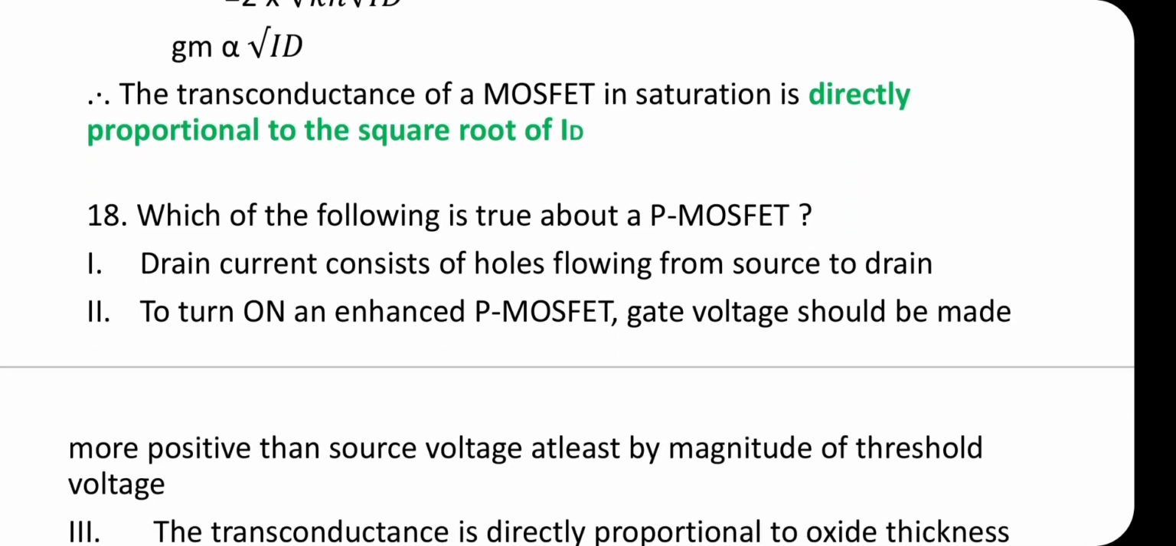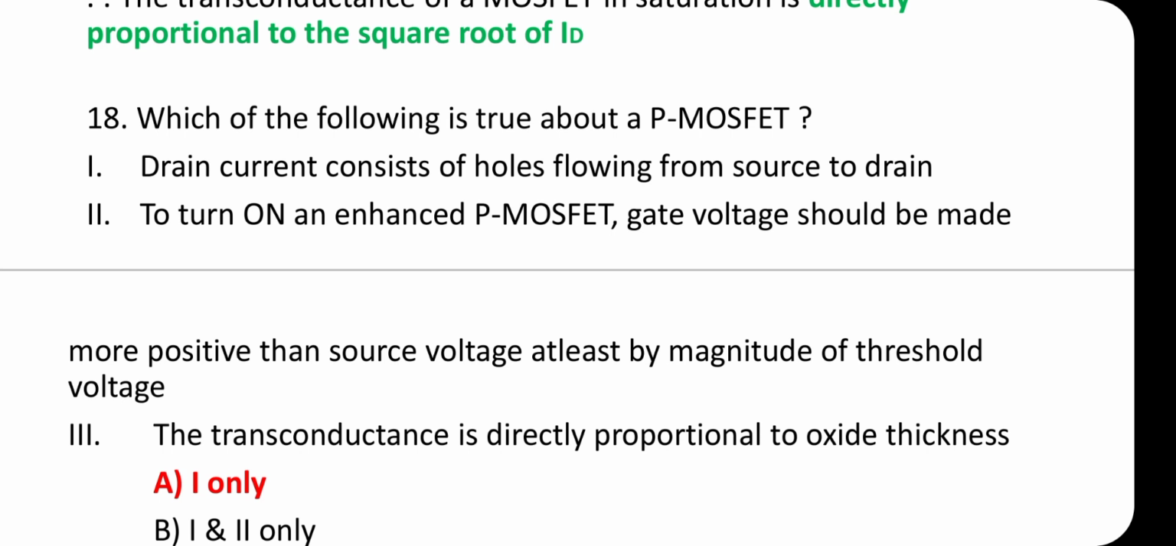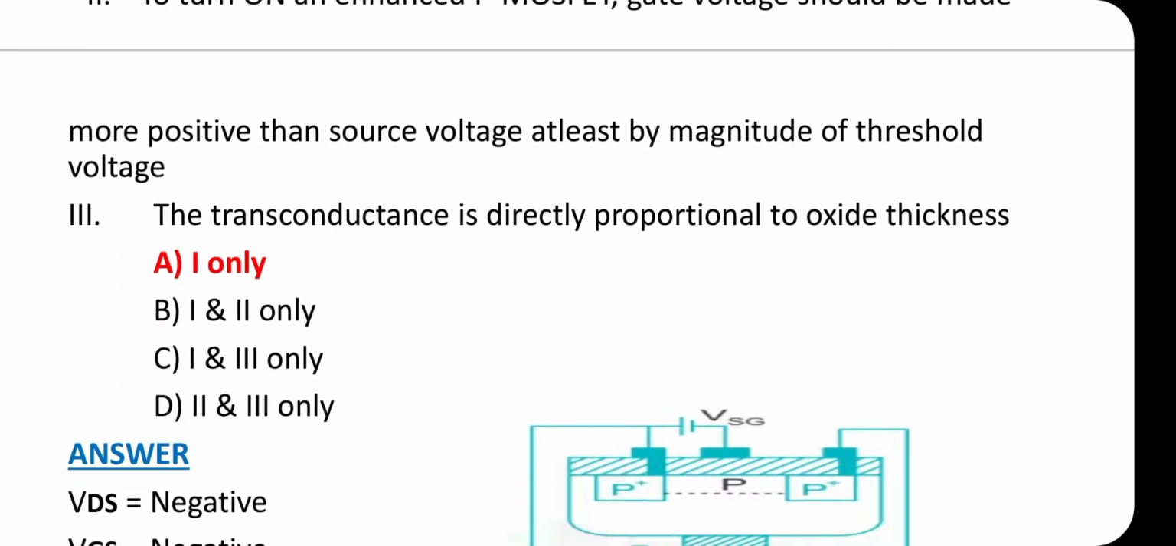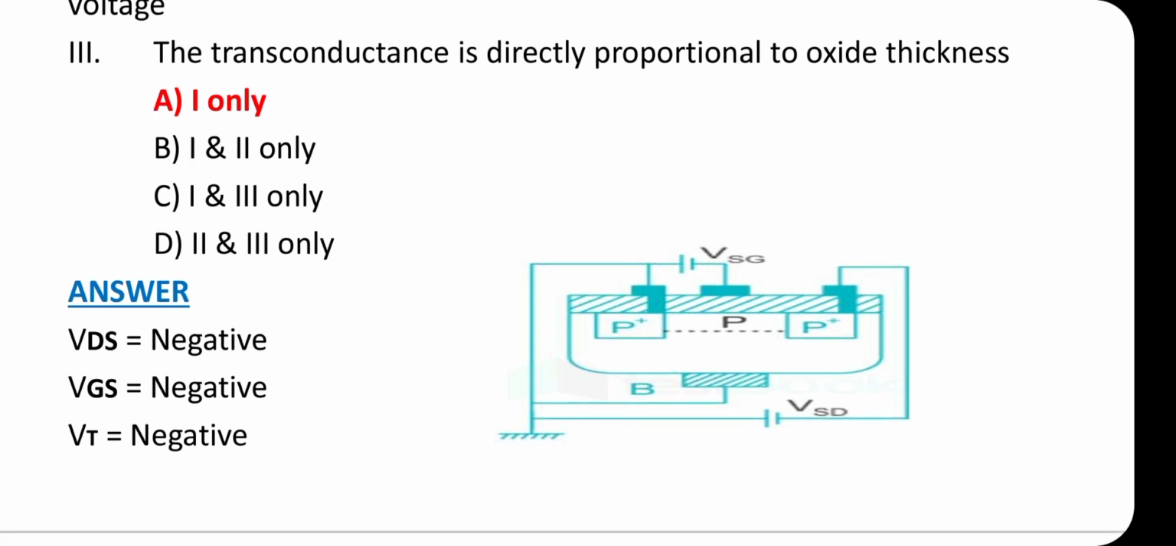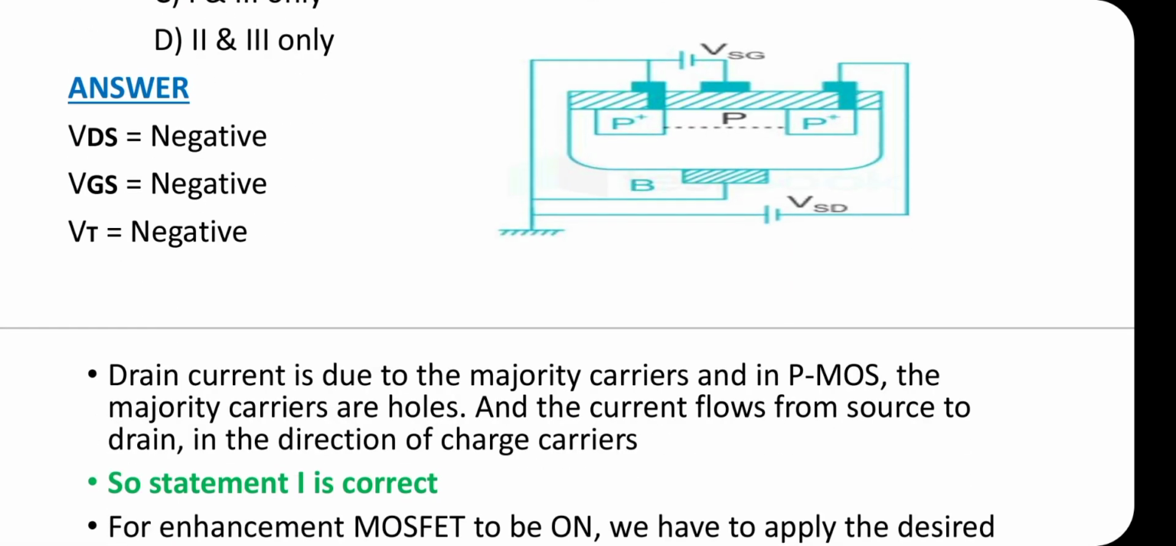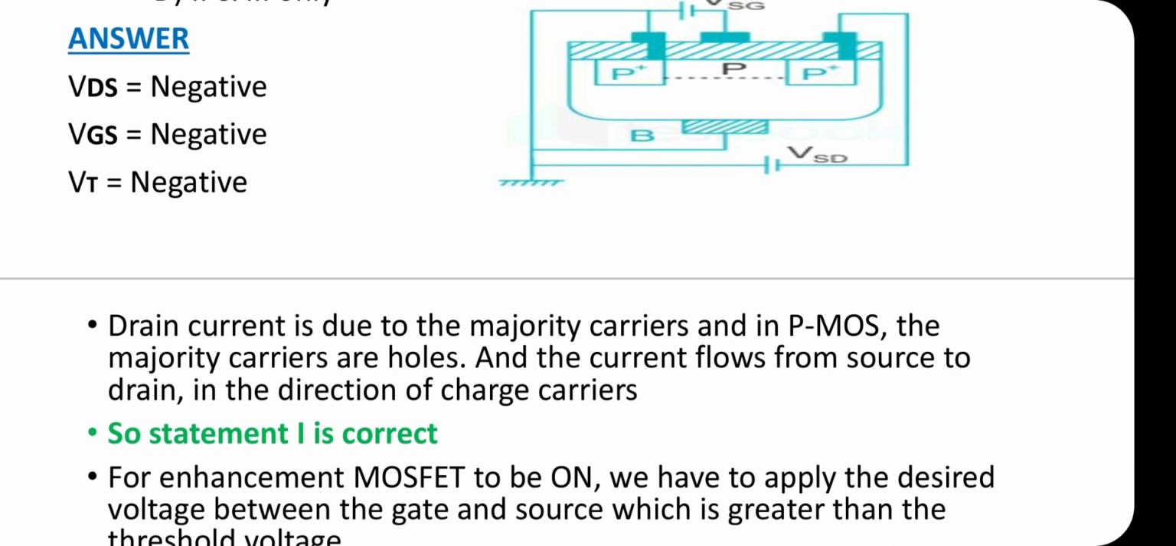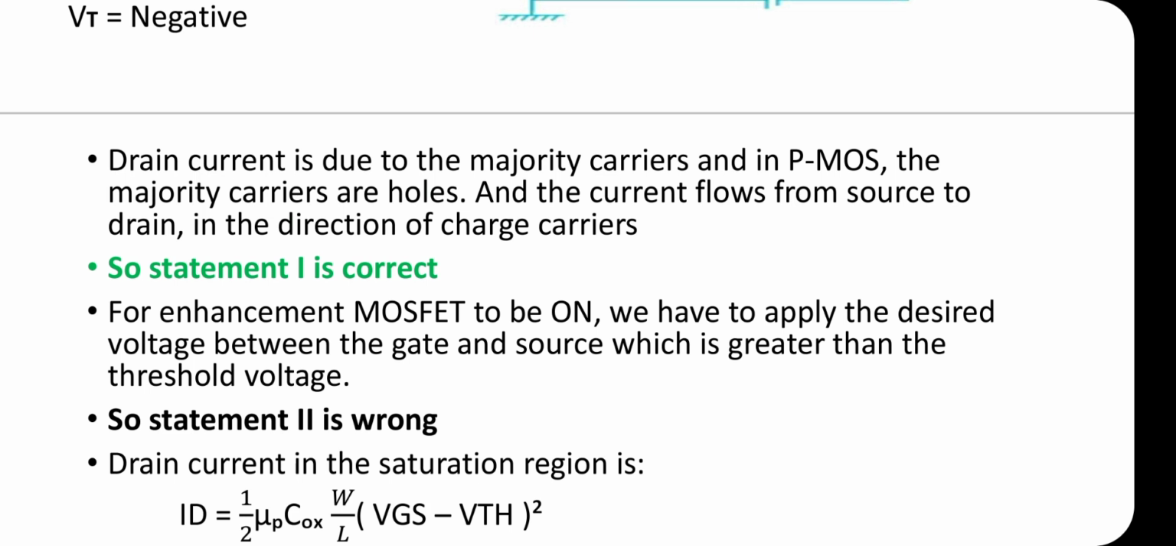The 18th question. Which of the following is true about a PMOSFET? That is, statement 1 is only true. That is, drain current consists of holes flowing from source to drain. This is the structure of PMOS. That is, VDS is negative, VGS is negative, and VT is negative for PMOS. Drain current is due to the majority carriers, and in PMOS, the majority carriers are holes, and the current flows from source to drain in the direction of charge carriers. So statement 1 is correct.